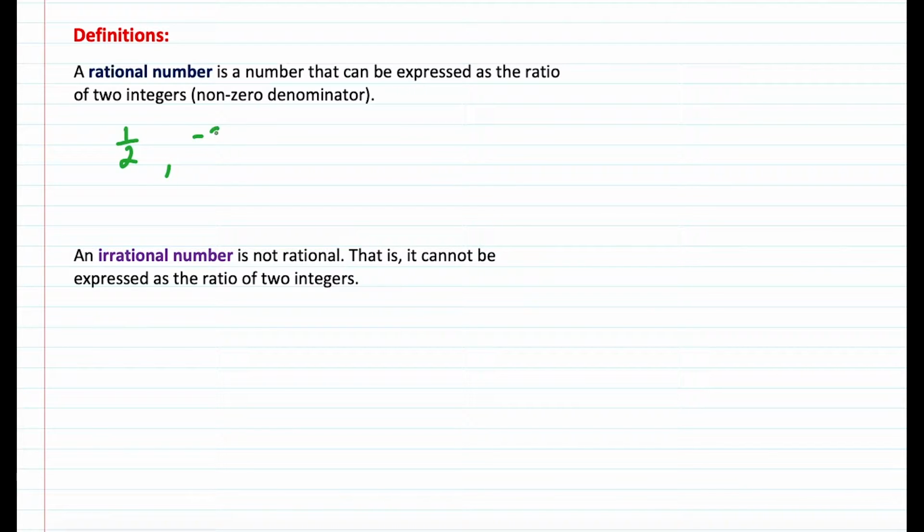I could have -3/4. Even something like 1.5 we could say is rational because it could be expressed as 3/2, or it could be expressed as some other multiple of this, like 6/4. So that is one way of explaining why 1.5 is rational.